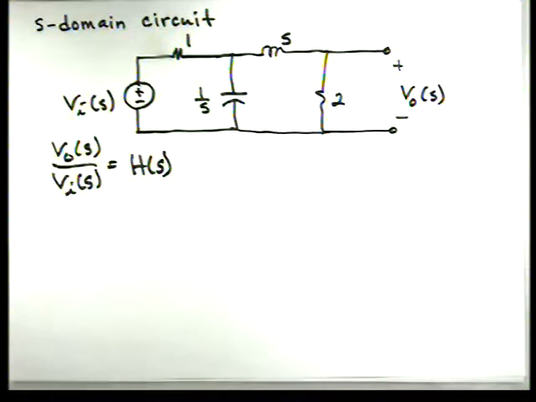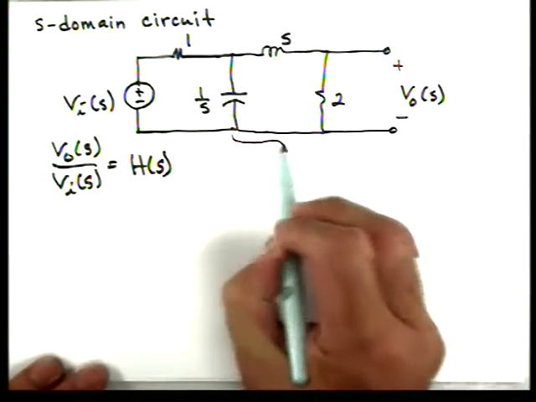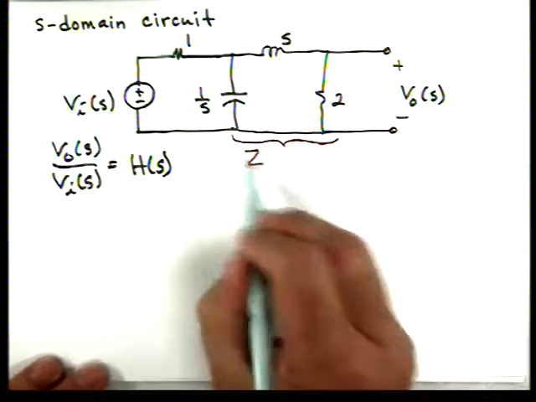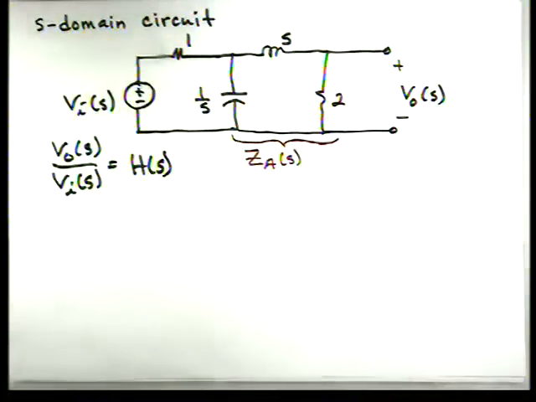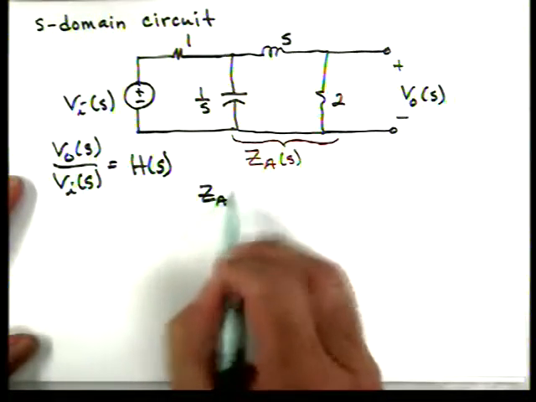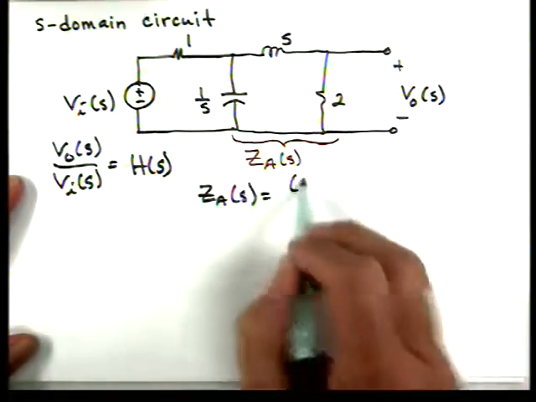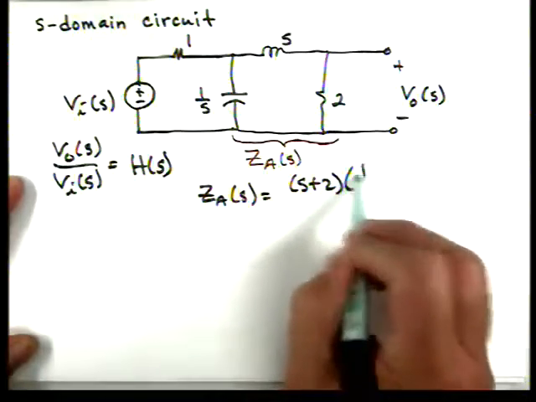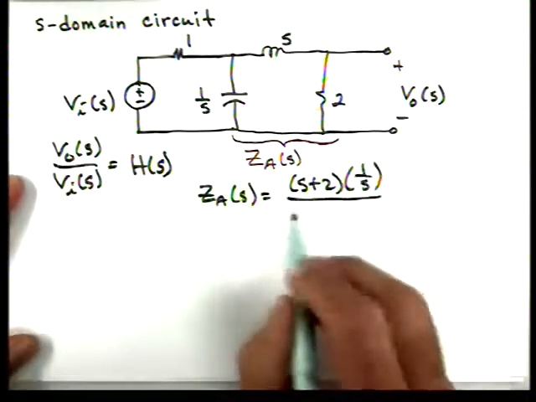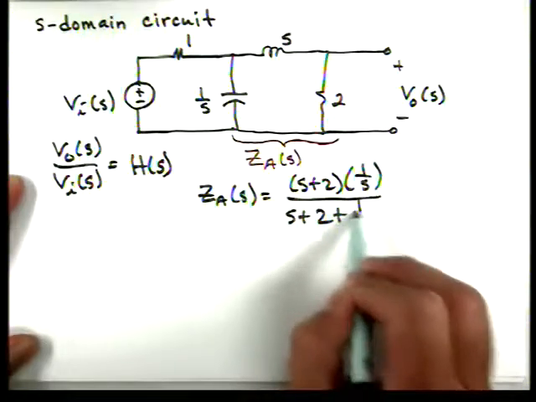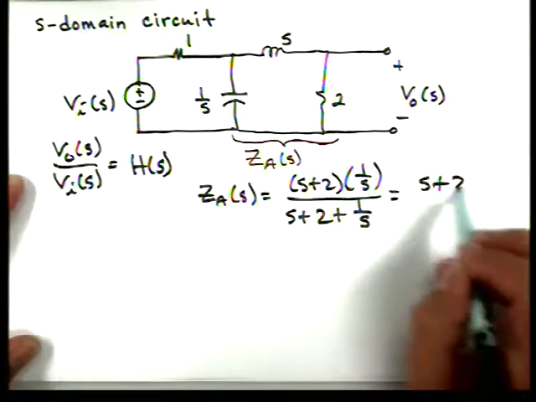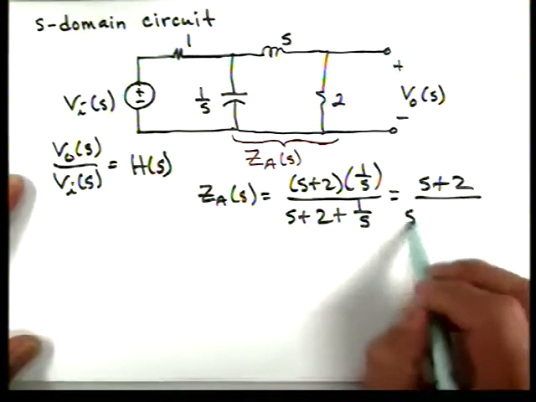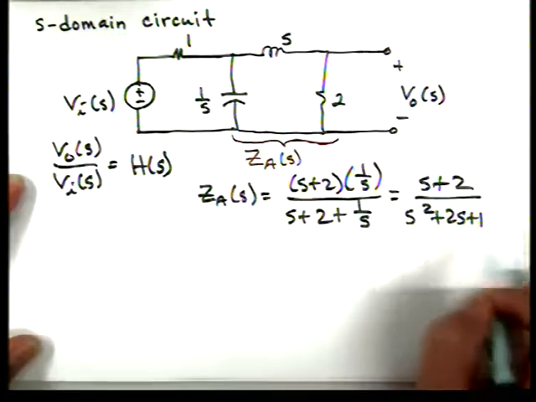So to start off, let's first combine these impedances in parallel here, and I'm going to call this ZA of S. Okay, so ZA is S plus 2 times 1 over S, over S plus 2 plus 1 over S. And after you go through and do the math, this becomes S plus 2 over S squared plus 2S plus 1.